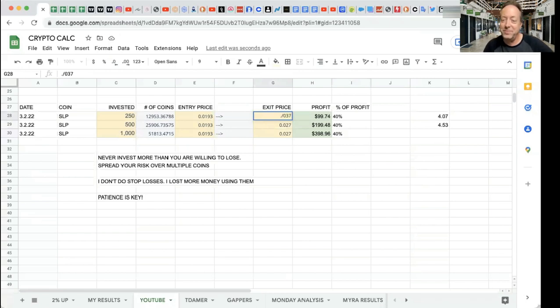0.037. Oof, this one's going to be good. Hold on. Oh, hold on a second. 0.037. Boom, 92% on my money. Look at that. I can make 92% of my money. That's pretty good.